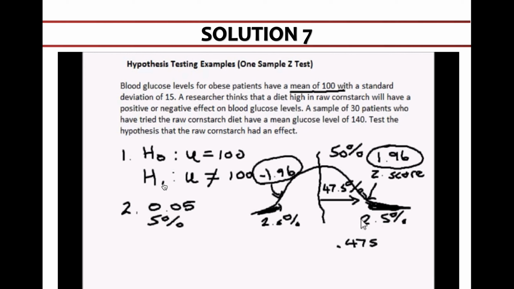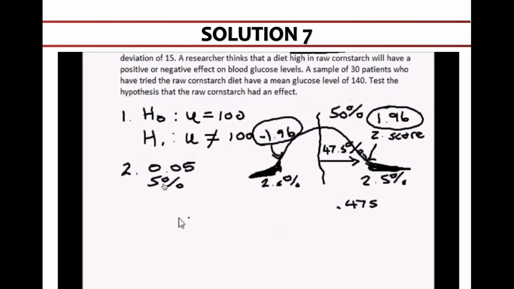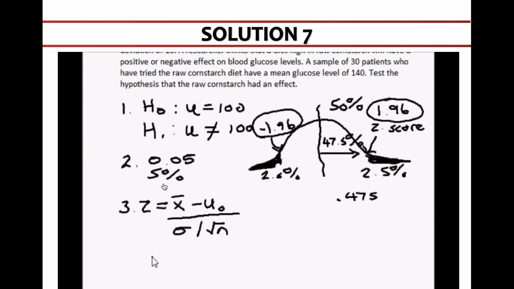and positive 1.96. And the last step is we want to calculate our test statistic, and we want to find out if that test statistic falls into this rejection region or if it falls into this rejection region. If it does, we can reject the null hypothesis. And how we do that is with a formula. Z equals x bar, the mean, minus mu 0, the population mean, all over the standard deviation divided by the square root of our sample size n. Well, we're given all of this information in the question, so it's basically just plug in and solve.